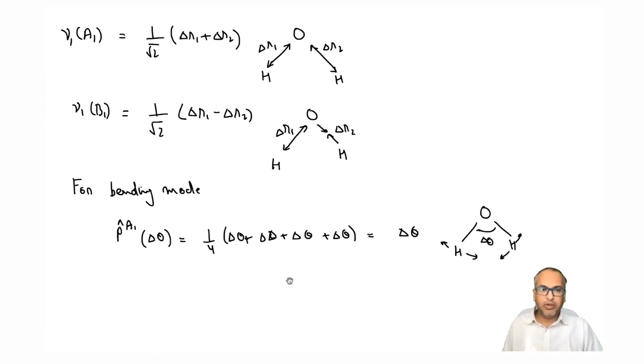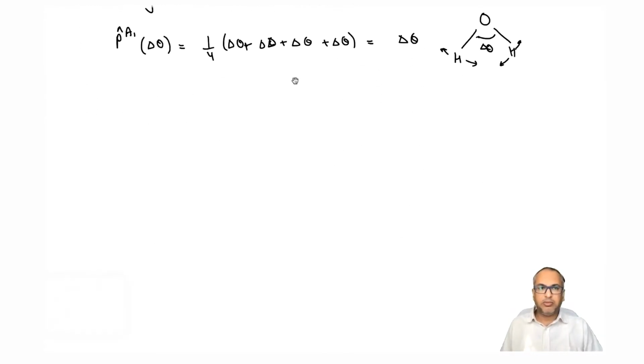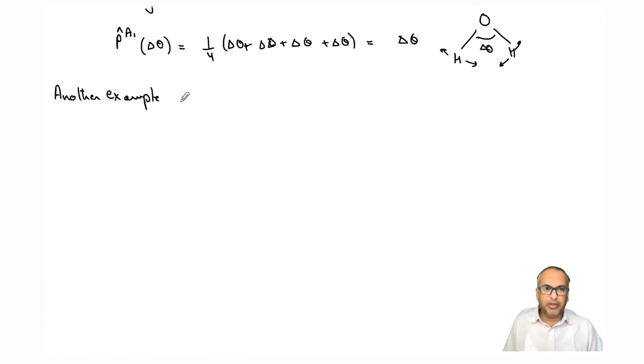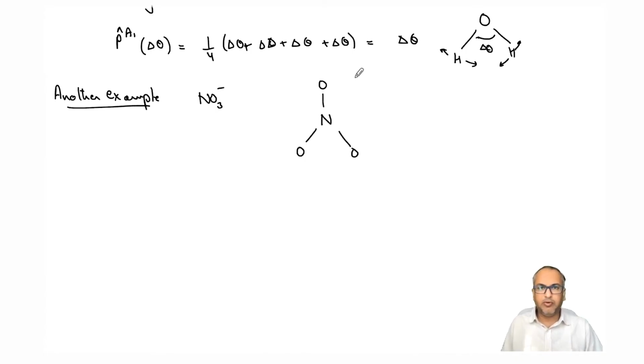Now let us consider one more example so that the procedure is clear, and then let's go to a little more complex example than this. So another example, let us now consider the NO3 ion. The NO3 ion looks like this, with an overall negative charge on it, right? The point group is D3h here. So now let's start with finding the symmetry of vibrational modes.